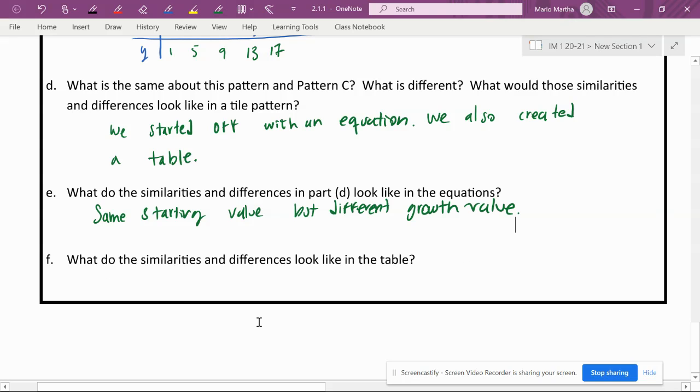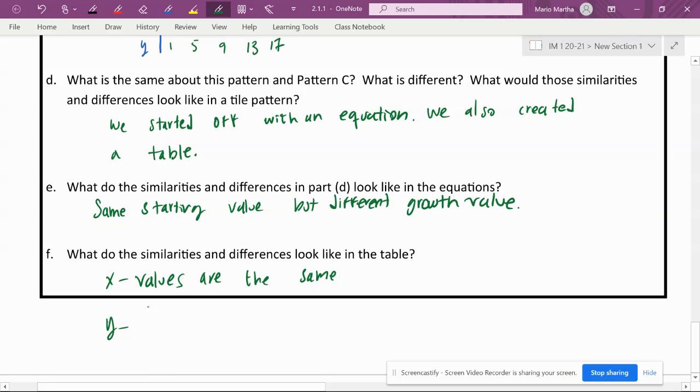And then again, the X for the tables, what similarities and differences look like in the tables. So the X values are the same, right? The same. And we can say that both the y values are going up. So the y values are increasing.